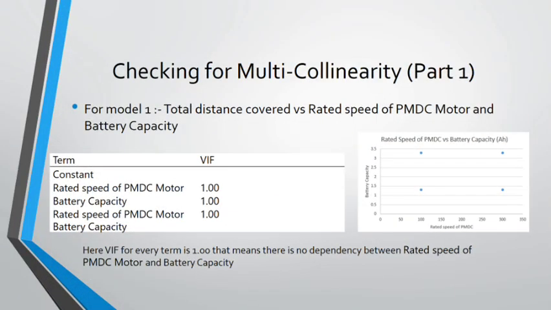Going on to the testing. This is part 1, where we have taken total distance covered versus the rated speed of the PMDC motor. If we see this graph, we can see that there is no relation created between the two independent variables. So in short, there is no problem of multicollinearity and the VIF value is 1. If we have a VIF value of 1, that means there is no dependency among the independent variables. But if it is more than 1, that means we have some problem, that we have some dependence between the two independent variables.